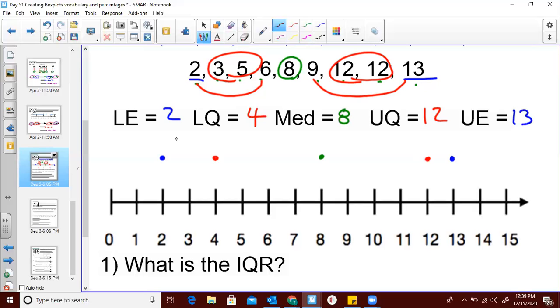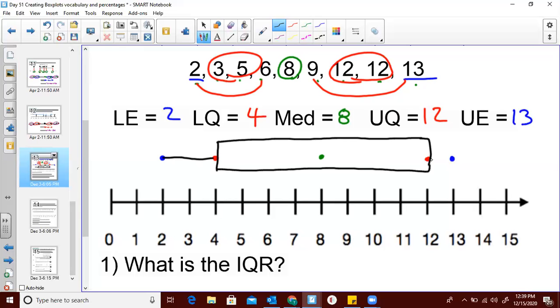And then from here, you're just going to make a box plot. We're going to have a line that connects our lower extreme to our lower quartile. Then we create a box that's going to go around our median and connect with our upper quartile. And then we're going to connect our upper quartile to our upper extreme. And our median just gets a line down through it. And that's it.